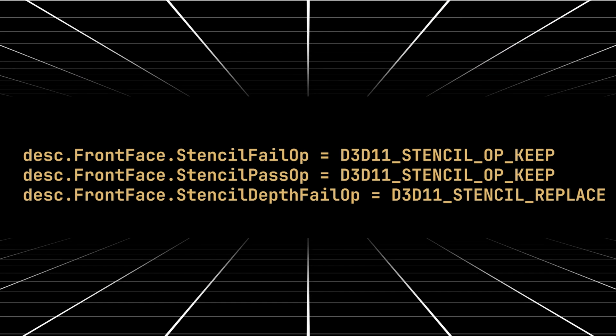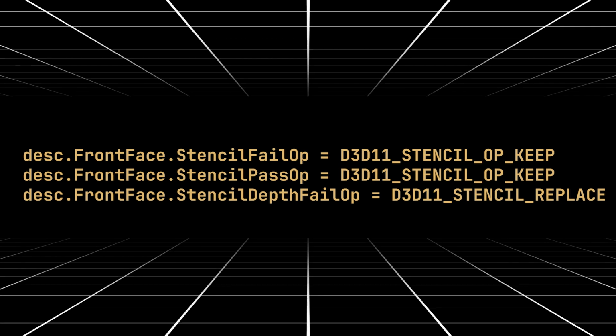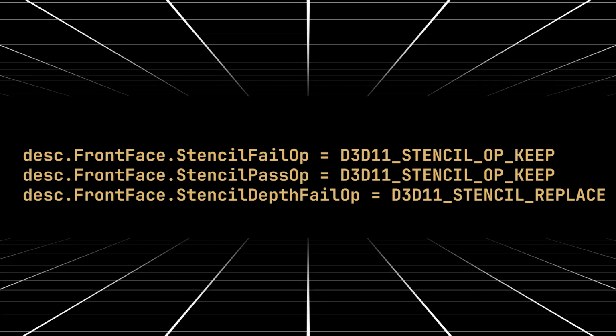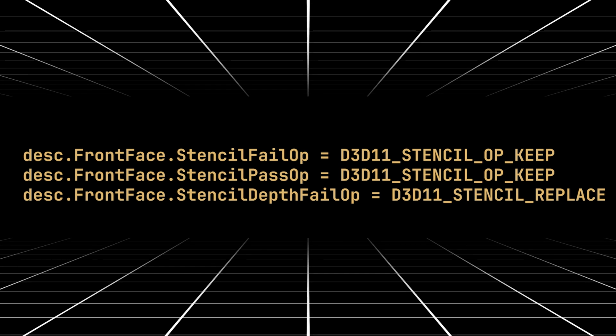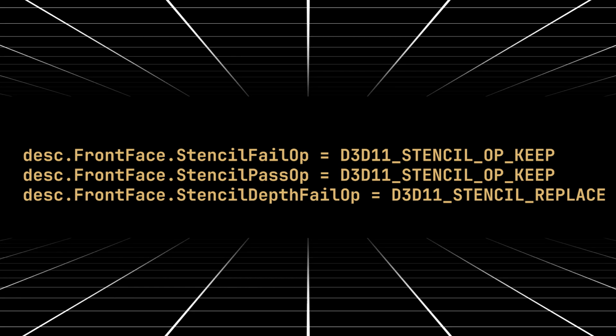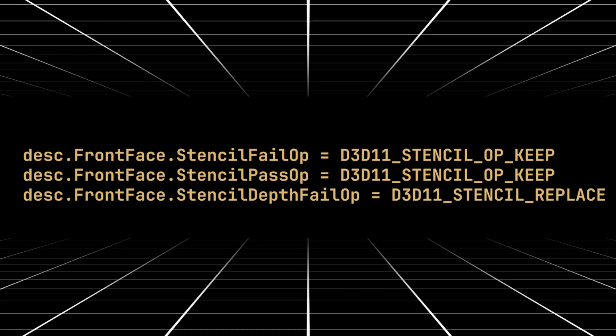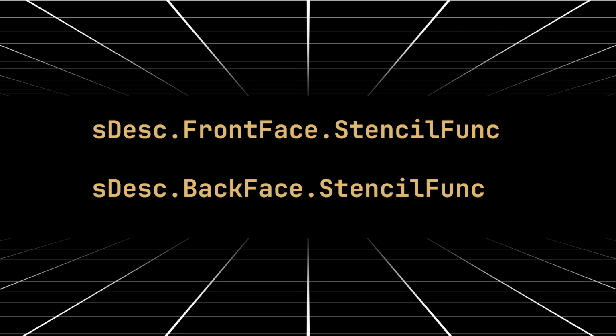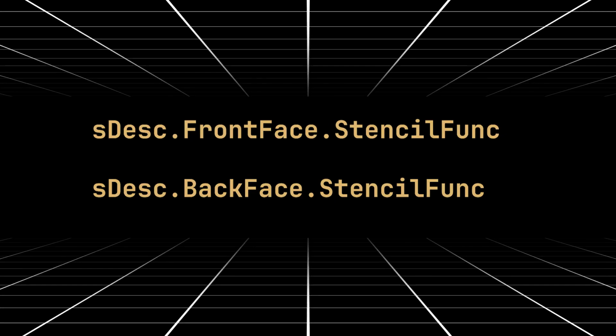In the description, we do description.frontFace or backFace dot stencilFailOp, and then the same, frontFace or backFace dot stencilPassOp, and again the same, either frontFace or backFace and the stencilDepthFailOp. And the same goes for the comparison function. We can have one for front face and one for back face. So in the description we can say frontFace dot stencilFunc or backFace dot stencilFunc.